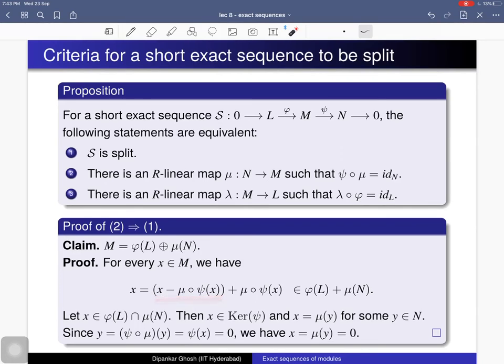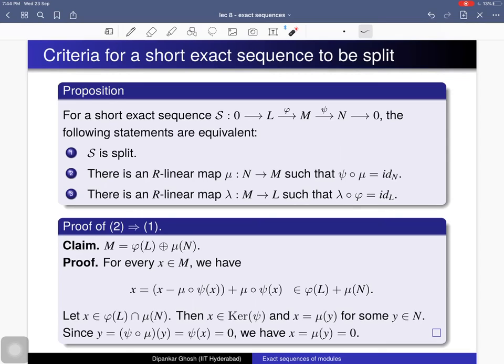What about this element? So, you just apply psi on this. Okay. If you apply psi, then it is just psi of x minus psi of x, because psi compose mu is just the identity map, and so this thing is 0. So, therefore, this element is there in the kernel of psi, and the kernel of psi is the same as the image of phi. So, this element is there in phi of L. Okay. So, therefore, each element of M is there in the usual sum of these two submodules.